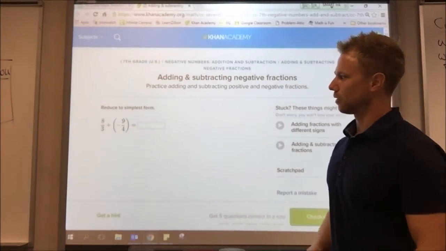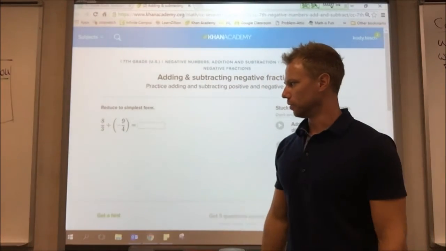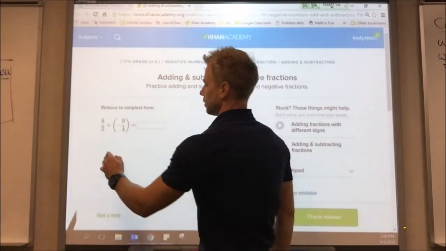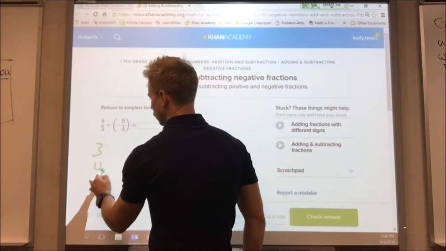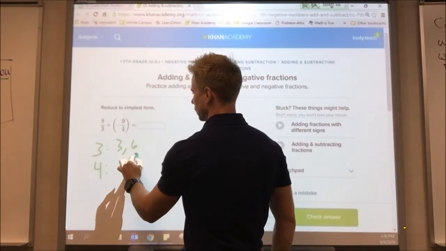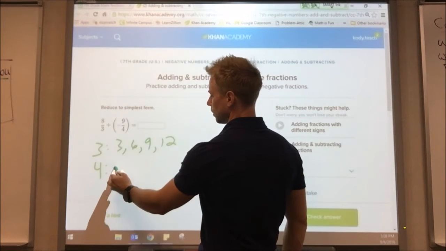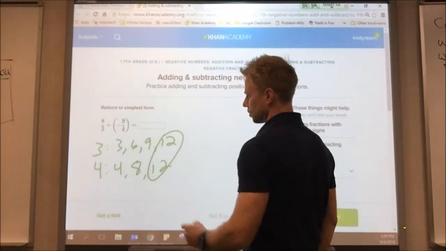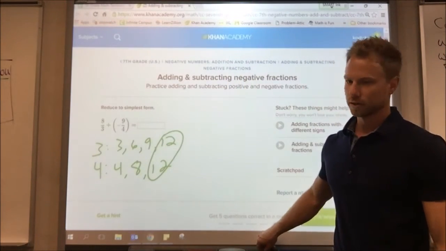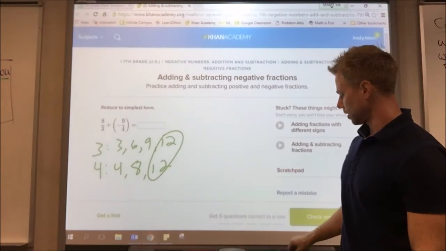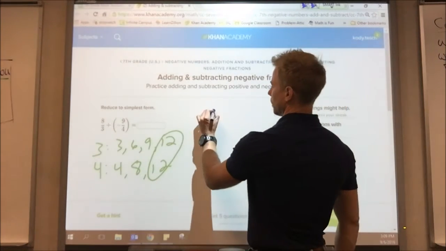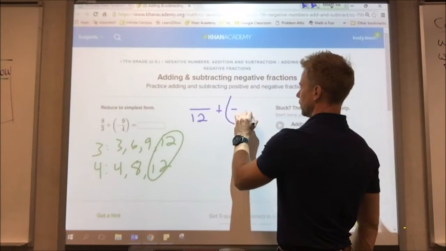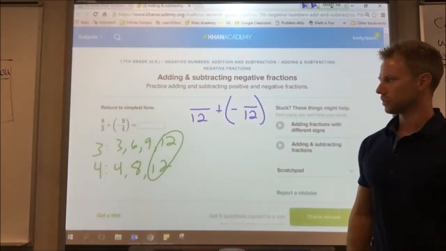Okay, so we have to figure out what's going to be the least common multiple between 3 and 4 for this problem. So I start listing the multiples of 3 and 4. 3, 6, 9, 12. 4, 8, 12. And now I can see 12 is the first number in both rows. So that's going to be our common denominator. So we can already write 12 is our denominator for both fractions.